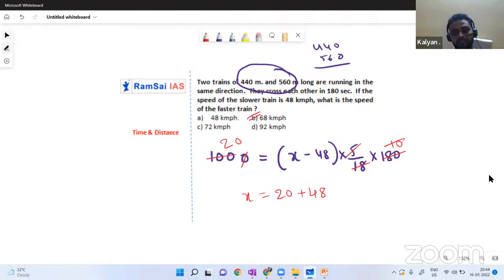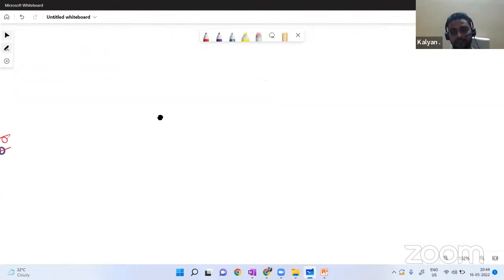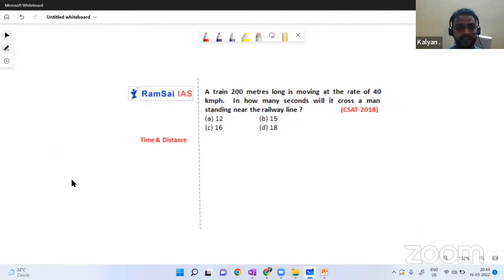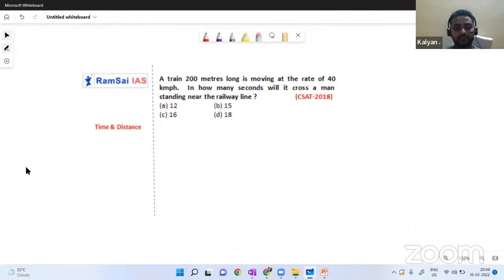So now we will solve a few questions asked in the previous examinations. So 2018 CSAT question, guys, you can solve it very simply. 3 questions I'll solve in 3 minutes. A train of 200 meters long is moving at a rate of 40 kilometers per hour. How many seconds will it take to cross a man standing near the railway station? So this is the first case. In the first case, distance equal to length of train itself, and speed, there will be no relative speed, so speed of train itself, and time is time only.